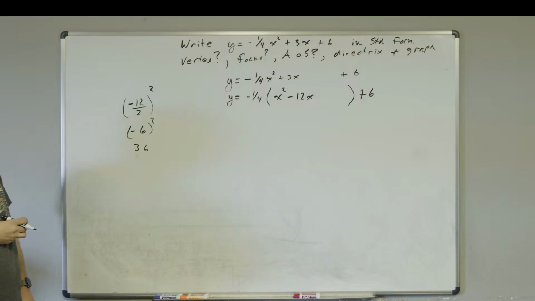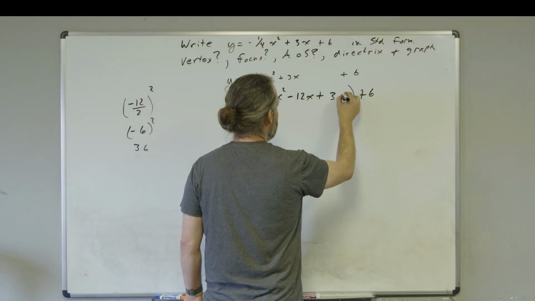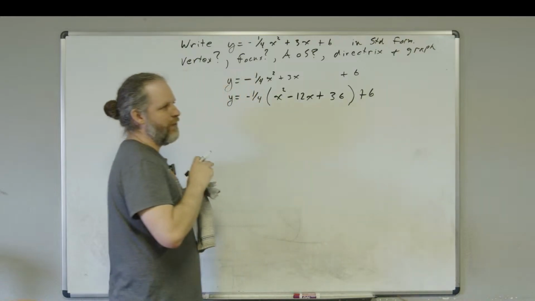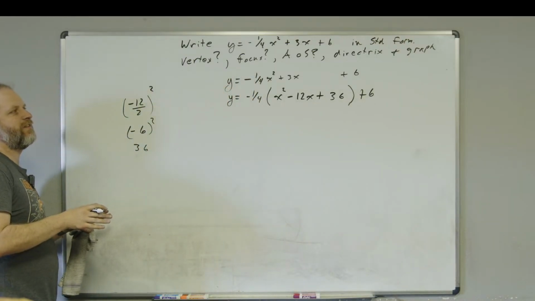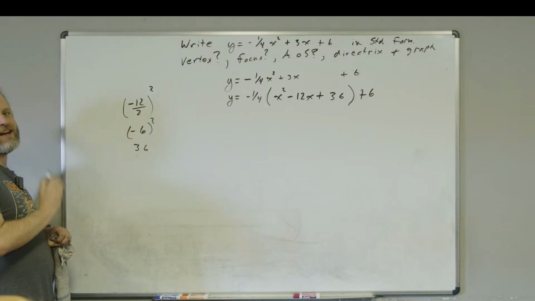How are we doing? Pretty good? Doing great. Now do we add 36 into the... We add 36, then subtract it from the outside, and then we'd have to subtract 36. We're not really subtracting 36. We multiply it by the negative 1/4. Yes, and that is what we're subtracting.